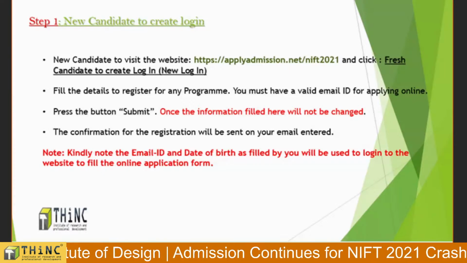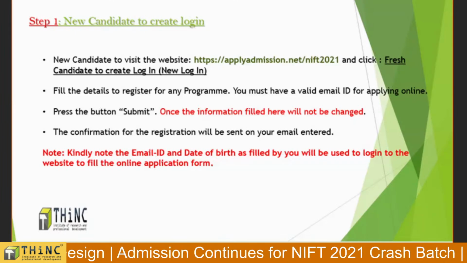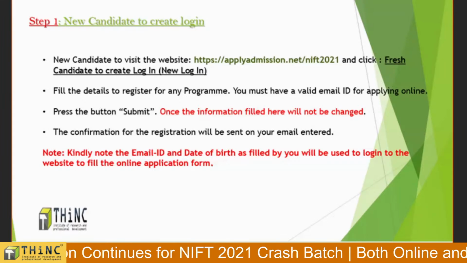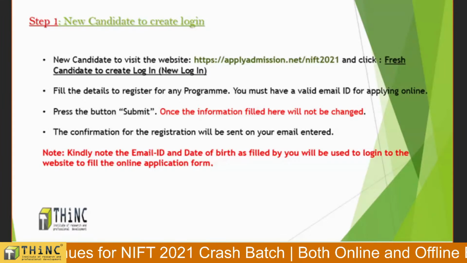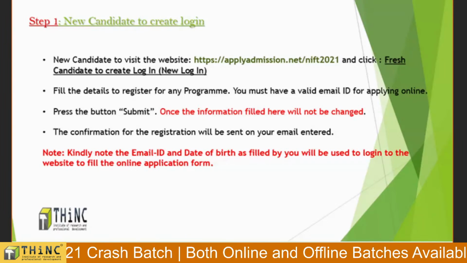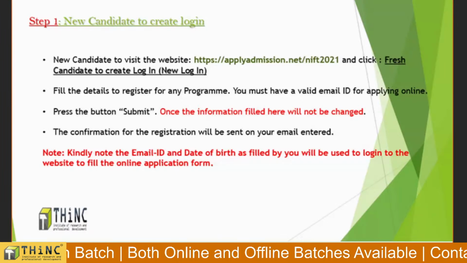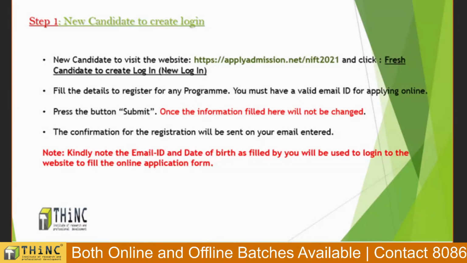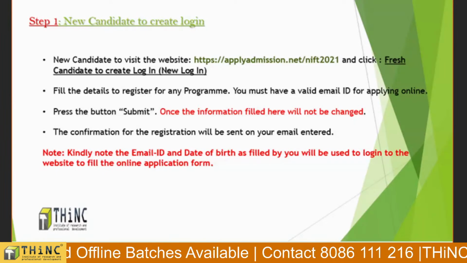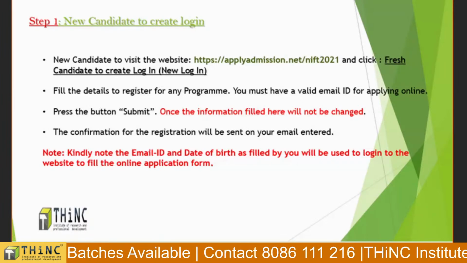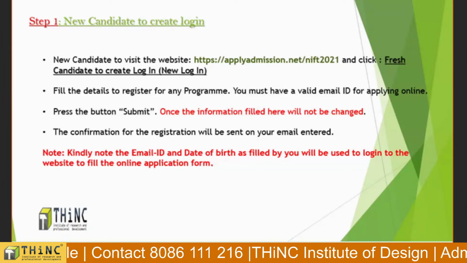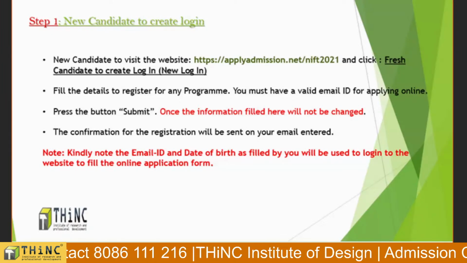So they ask the name of the candidate, the date of birth, the category, the email ID, the program type you are going to choose, the program you would like to apply for, whether you are applying for undergraduate or postgraduate, and whether there will be a specialization. Those details must be entered in the first stage, and then you have to click on submit. Please keep it in mind that once the information is filled here, it cannot be changed.